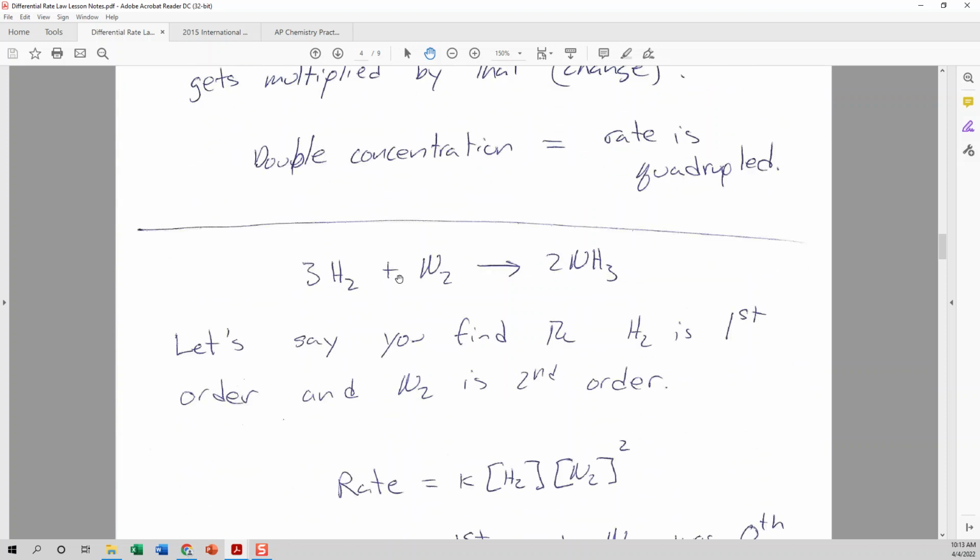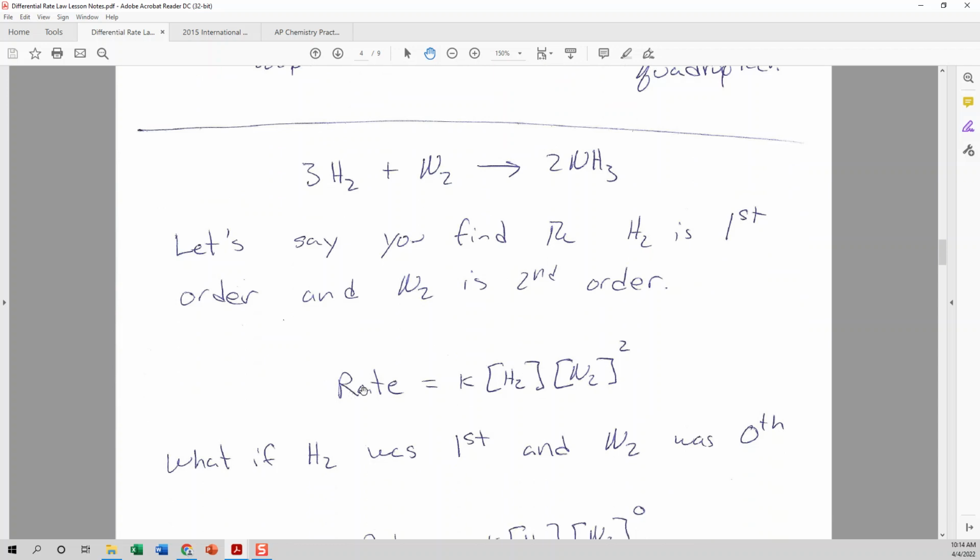So let's say you find that hydrogen is first order and nitrogen is second order. All right. So here's the equation, and you're told hydrogen's first order and nitrogen's second order, and you want to write the rate law. Then this is how you would write it. You would say rate equals k, concentration of hydrogen raised to the first power. Okay, 1's understood, so you don't have to put it there, but if you want to put a 1 there, that's fine, times nitrogen squared. And that would be the rate equation.